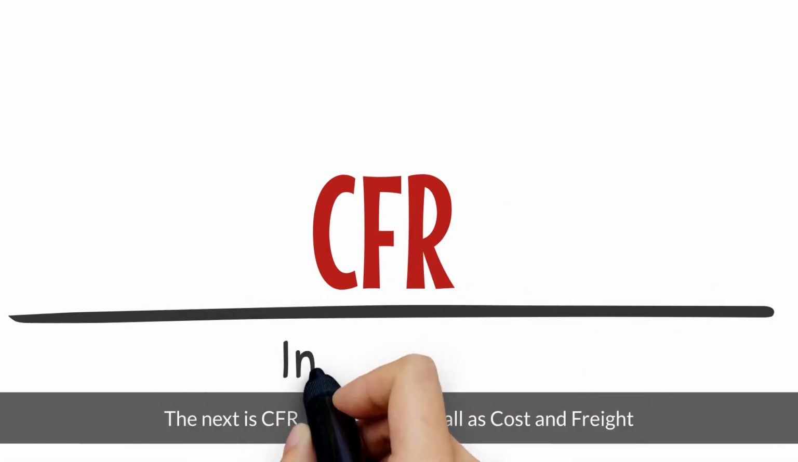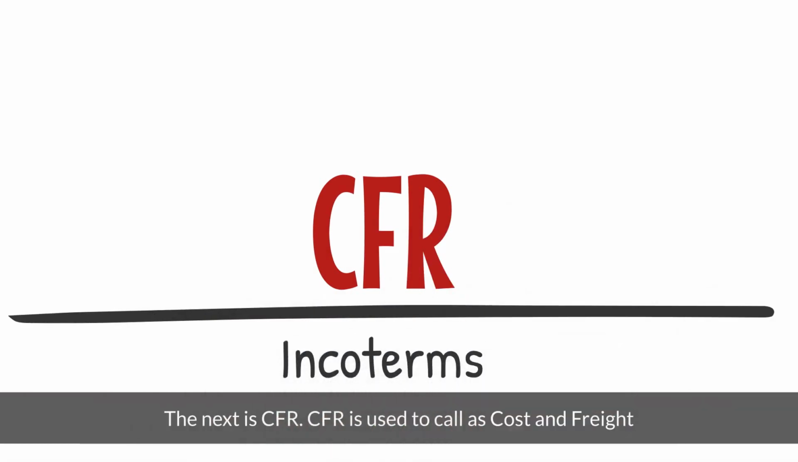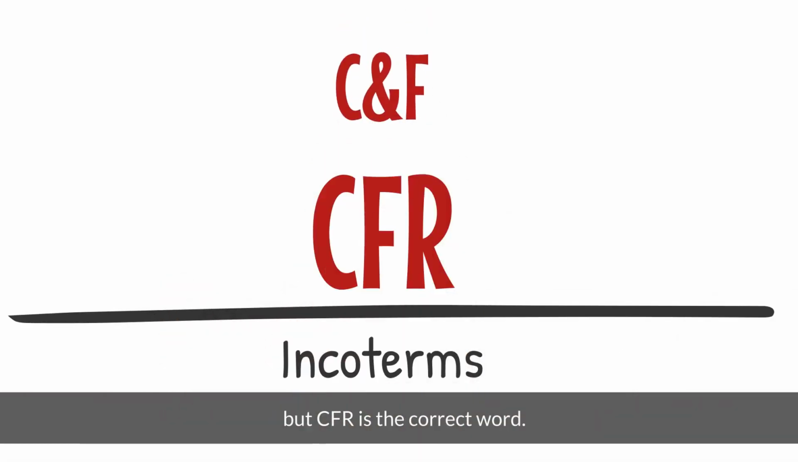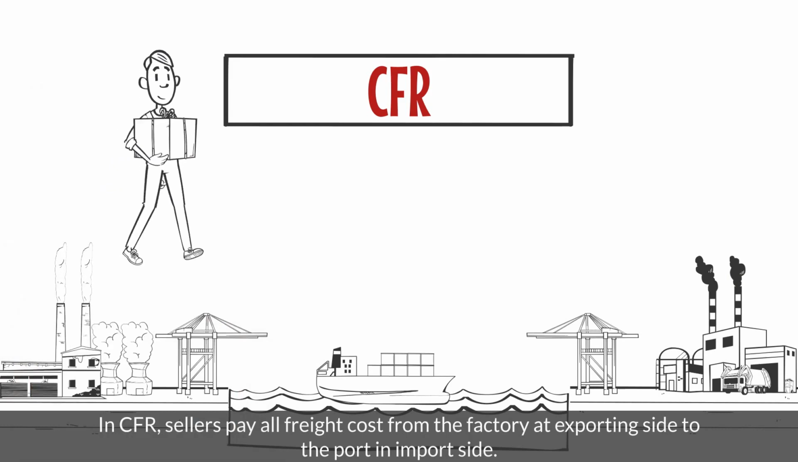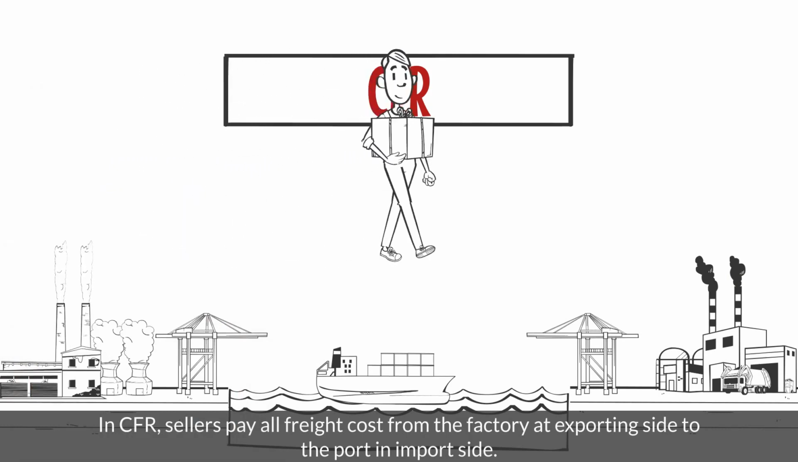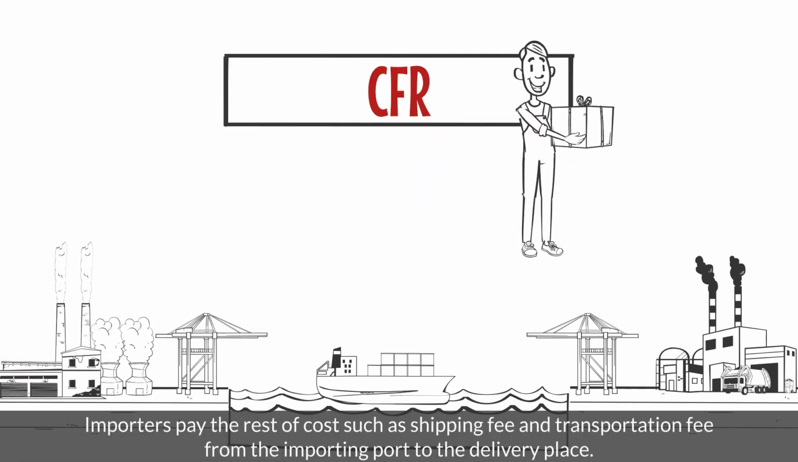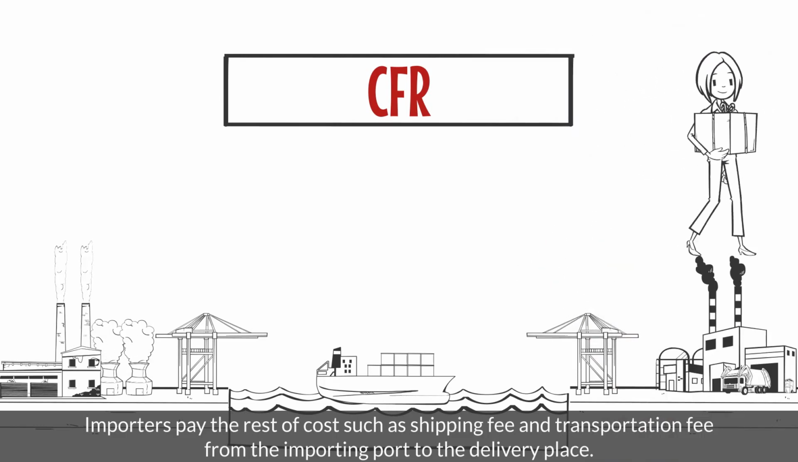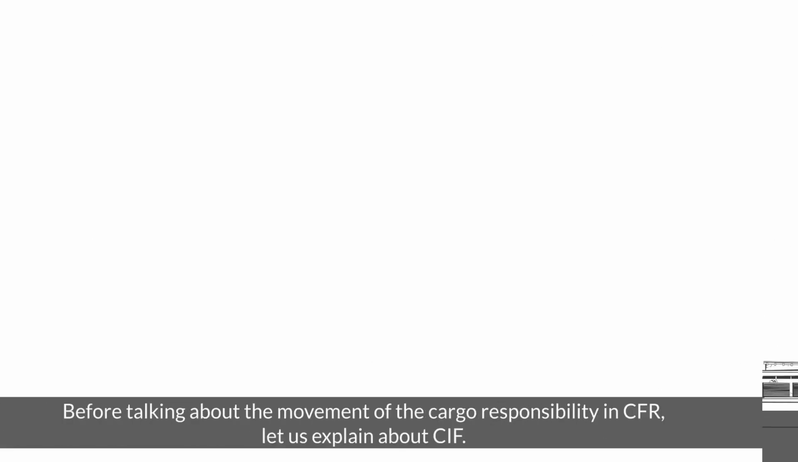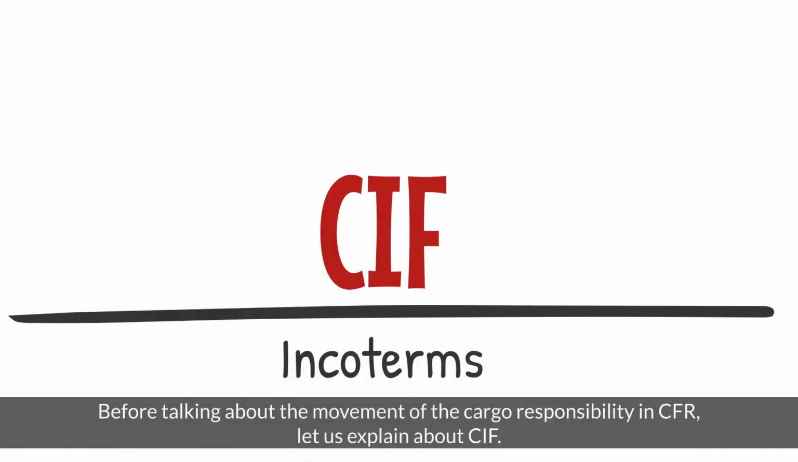The next is CFR. CFR is often called cost and freight, but CFR is the correct word. In CFR, sellers pay all freight costs from the factory on the exporting side to the port on the import side. Importers pay the rest of the costs, such as the shipping fee and transportation fee from the importing port to the delivery place. Before talking about the movement of the cargo responsibility in CFR, let us explain about CIF.